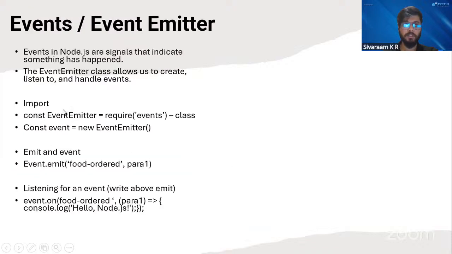Then we went through events. We created our own custom event through EventEmitter. Since EventEmitter is a class, you need to create an instance of it. Through the instance, first you emit the event and pass the parameters. Once this event is emitted, you listen to it through dot on, and then you pass a callback function.